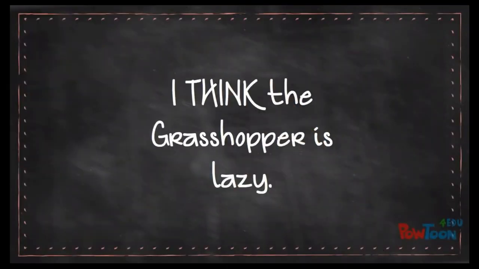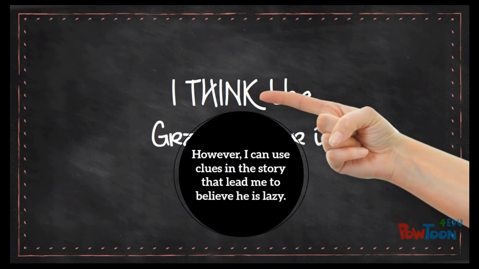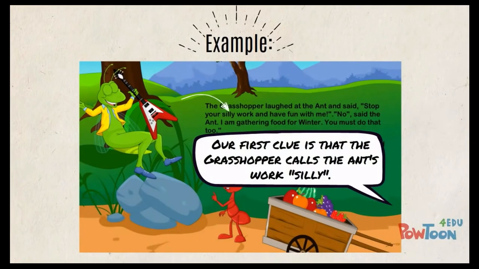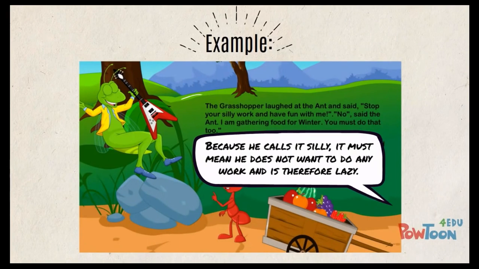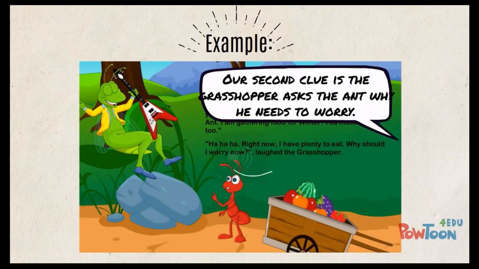Here I can say that I think the grasshopper is lazy. Notice here that I say I think. I'm not saying I know he's lazy, because the story doesn't actually say that he's lazy. However, I can use clues in the story that lead me to believe he is lazy. The first clue is where he calls the ant's work silly. Because he uses that word silly, it means he's not wanting to do any work and is therefore lazy. Another clue is he asks the ant why he needs to worry about winter coming and not having enough food.